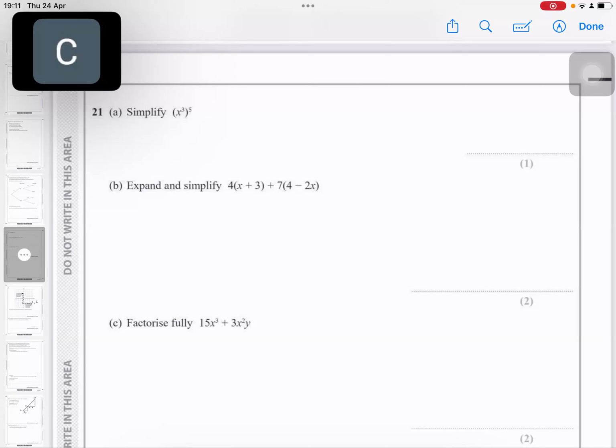Good. So let's collect the like terms. 4x minus 14x would give us what? 10x. Minus, don't forget, it's a minus 10x. So if we rearrange everything, it's going to be 12 plus 28. So 12 plus 28 will give us what?